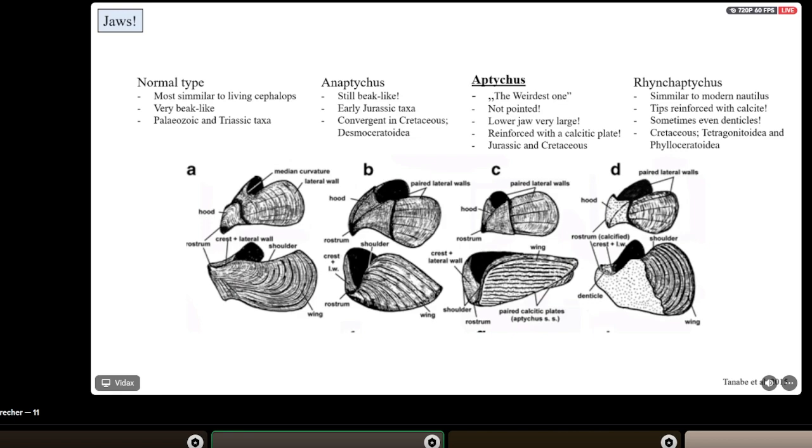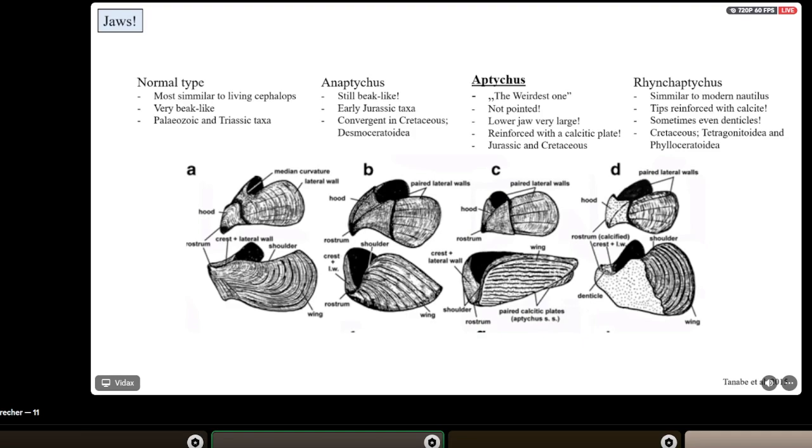Aptychus is the weirdest one. Sometimes it's not even pointed, almost never really hook-like. The lower jaw can be extremely large, much larger than the upper jaw, and it's usually reinforced with a calcitic plate. That's its defining feature. It's very typical of Jurassic and Cretaceous ammonites. These guys probably were not strictly carnivorous in the way that you would imagine. We get to that later.